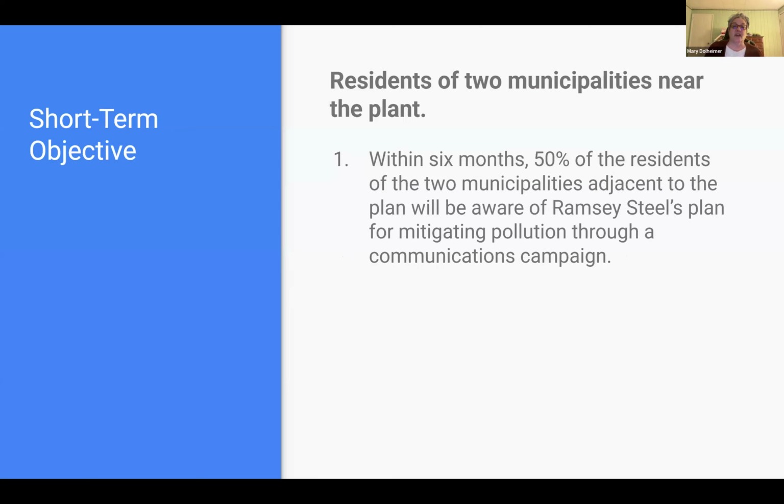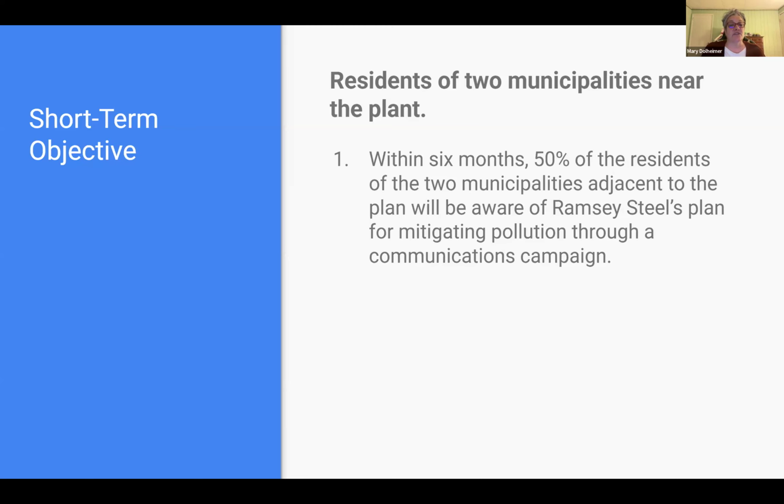We were told to focus on one audience. So this is a short-term objective created for the residents of the 2 municipalities near the plant. Within 6 months, 50% of the residents of the 2 municipalities adjacent to the plant will be aware of Ramsey Steel's plan for mitigating pollution through a communications campaign.